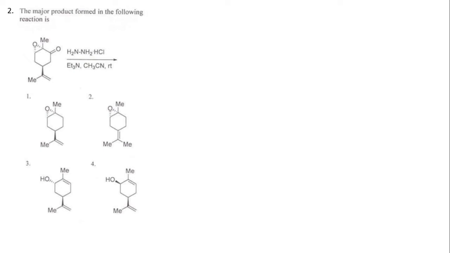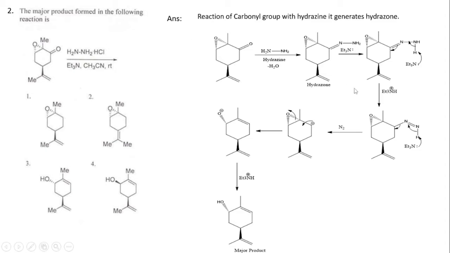So the next problem is the major product formed in the following reaction. They are given this ketone and hydrazine, and triethylamine as a base, in methyl nitrile at room temperature. The reaction of this ketonic carbonyl group with hydrazine yields the hydrazone. That is, C double bond O is replaced by C double bond N single bond NH2. So here you see at the first step, it will lead to the formation of hydrazone.